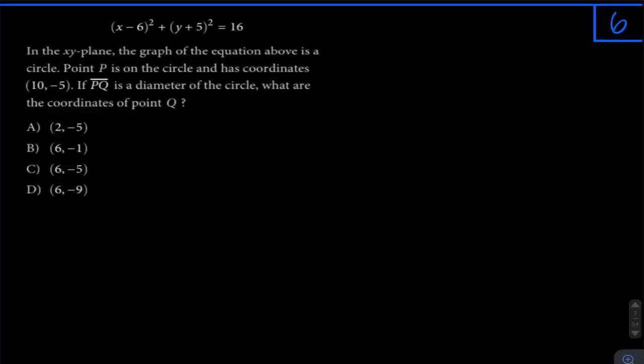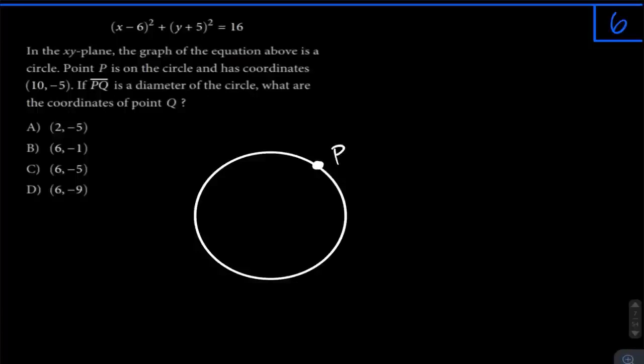Okay, so for this problem, we're given a circle. And we know that point P is just somewhere on the circle. Let's say it's up here. And its coordinates are (10, -5). All right, cool. Now we want to find point Q.